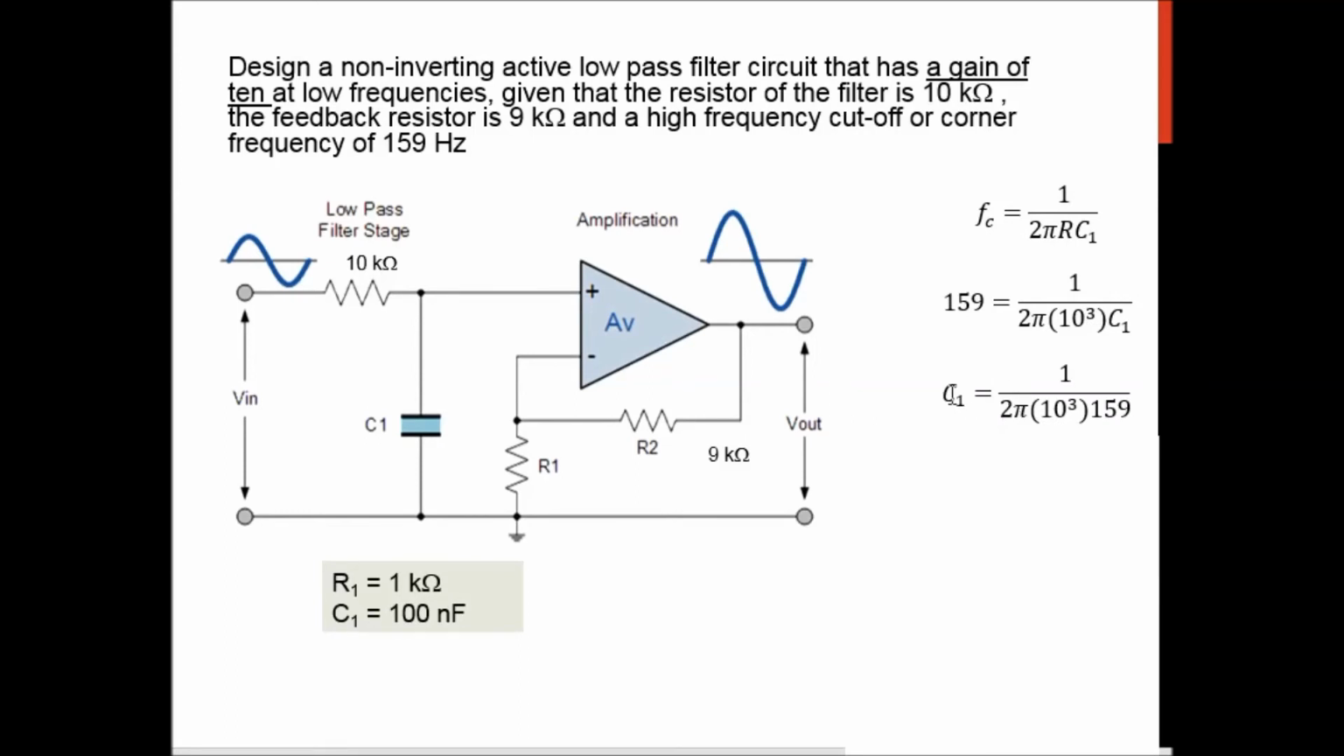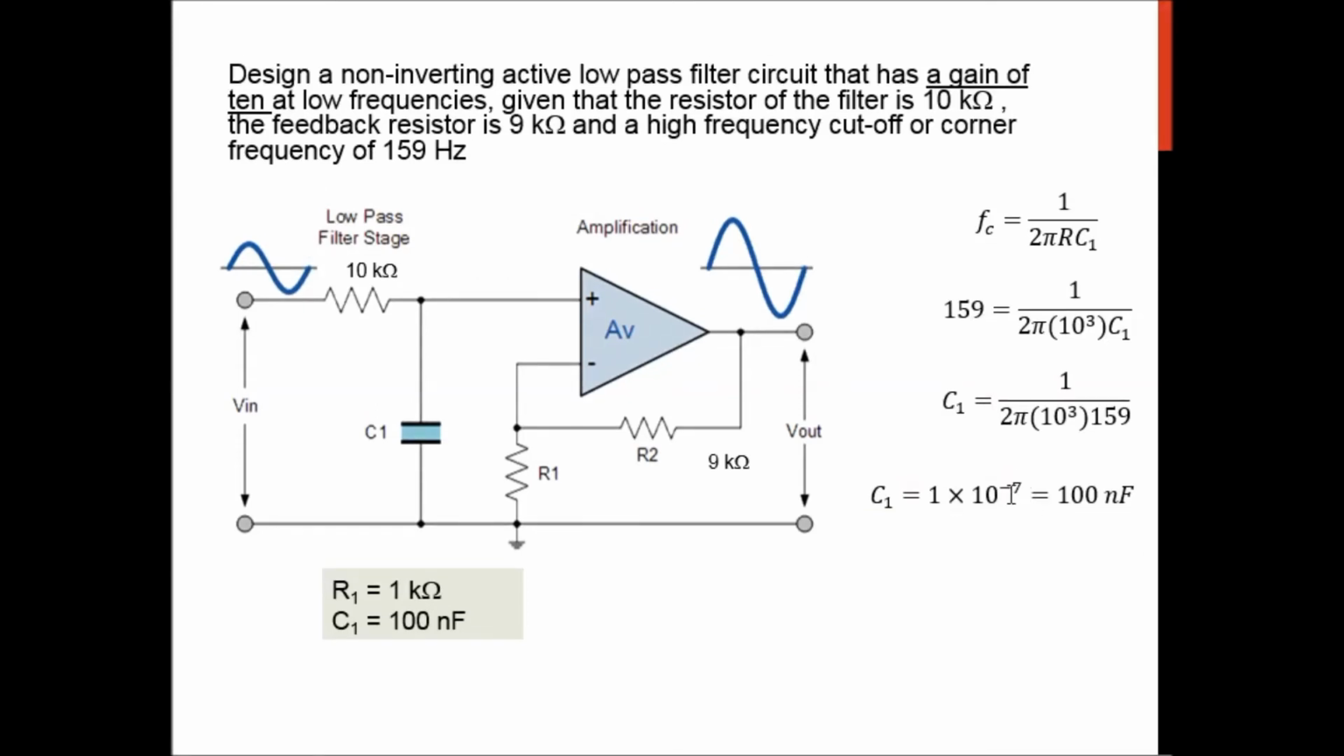So you bring C1 over as the subject, bring down 159, and you will get C1 equivalent to 1 times 10 to the power of minus 7, which is equivalent to 100 nanofarad. So that's how you get the 100 nanofarad. Okay, so next is finding what is the R1.